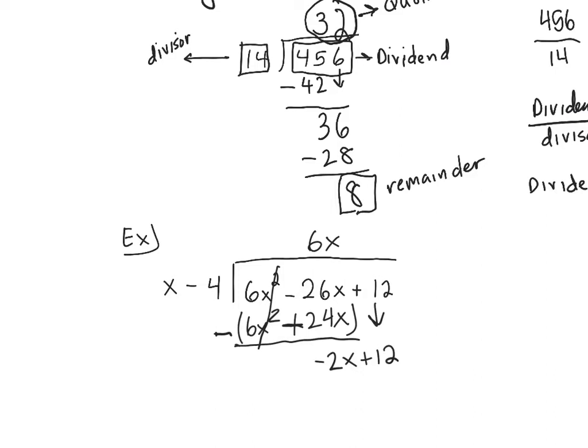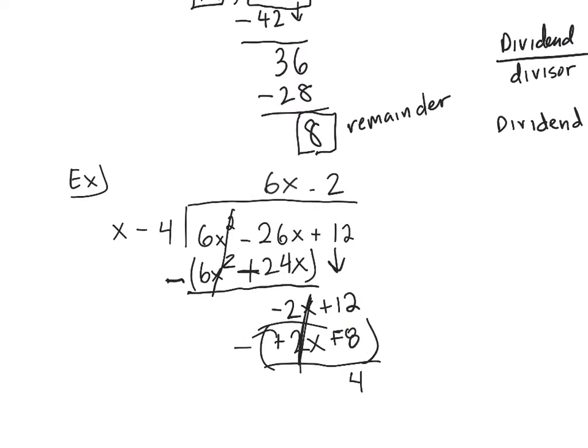So now again we look at first term going into the first term. How many times does x go into negative 2x? Or what can I put here so that when I multiply it by x, I match negative 2x? The answer is negative 2. Negative 2 times x is negative 2x, and negative 2 times negative 4 is positive 8. So now draw the line and subtract. When you distribute here, this becomes a positive, so that cancels. When you distribute here, that becomes a negative. 12 minus 8 is 4.